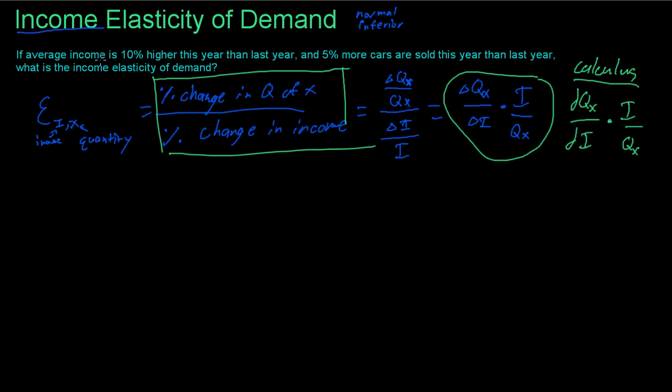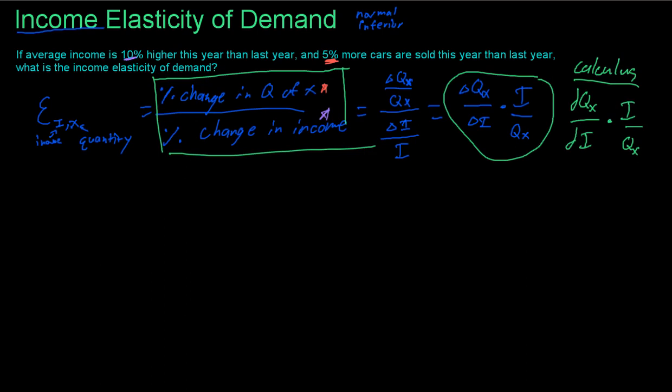So now let's get back to this question over here. If average income is 10% higher this year in comparison with last year, and 5% more cars are sold this year than last year, what is the income elasticity of demand? And so the way that I wrote this question, we already have this top part. This part right here is the percentage change in the quantity of X. Well, it already gave us that. It's 5%. And we also have the percentage change in income. There's a 10% increase in income.